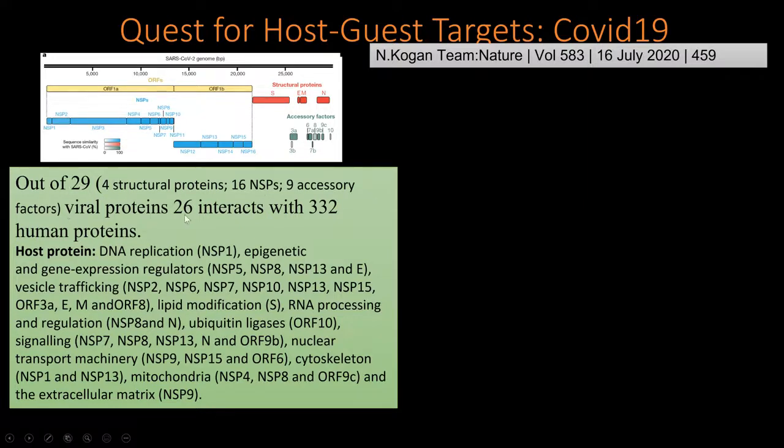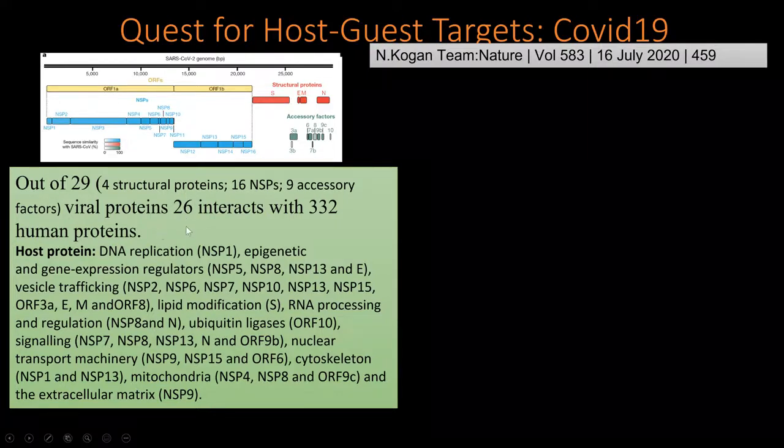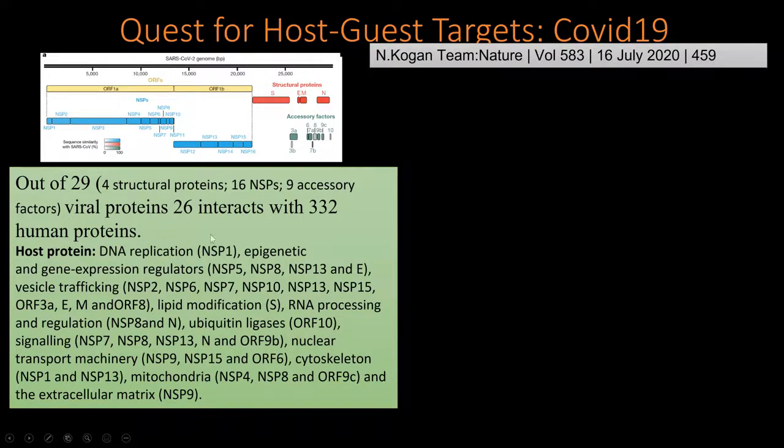So viral proteins, 26 of them, interact with 332 human proteins. They did it in experiment. They did a massive experiment in different labs, identified each of them uniquely, 26 of them. And what they did is cluster those proteins by which ones they interact with. So they made the graph network also. Beautiful networks are shown in that.